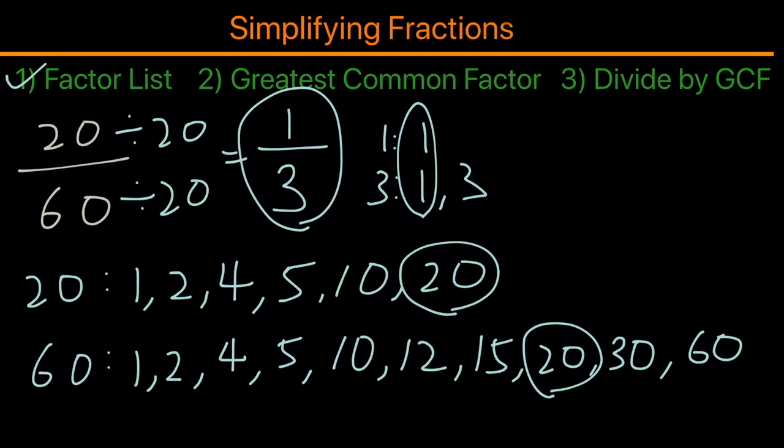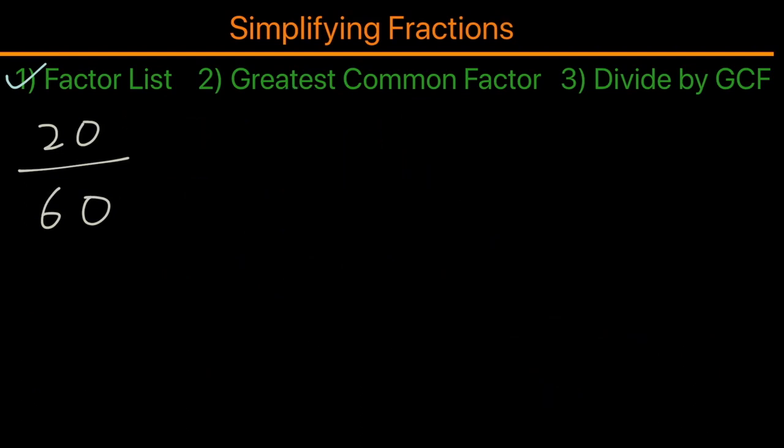Now there is also another way that you can do this question. Especially when you have larger numbers, as long as you can think of a number where both the numerator and denominator can divide into, you could simplify multiple times. So for example, 20 and 60, we know that they're both even numbers, so we can definitely divide both by 2. And we'll see that the numerator will become 10 and the denominator will become 30.